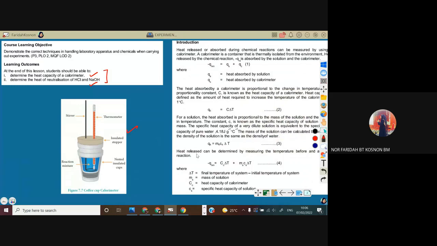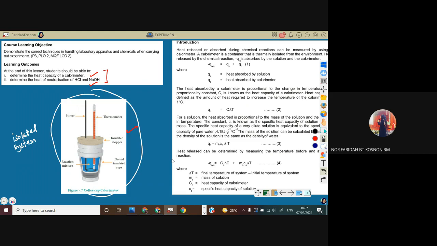Okay, so in this slide you can see here, this is a figure, a cross section of simple coffee cup calorimeter. And before this we have already learned that this system, coffee cup, the calorimeter, the stirrer, the thermometer, dia punya lid penutup ni, and then the reaction mixture ataupun solutions in the calorimeter itu sendiri adalah isolated system. Okay, apa maksud isolated system? What is meant by isolated system? Kita ada open system, closed system, satu lagi isolated system. Apa yang you faham pasal isolated system?